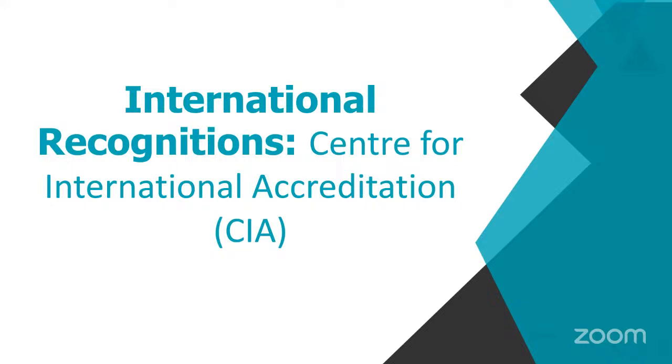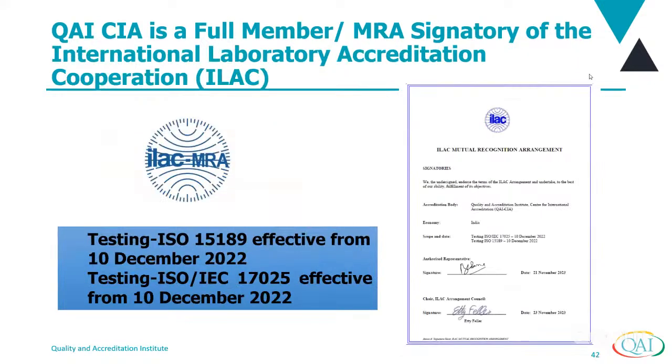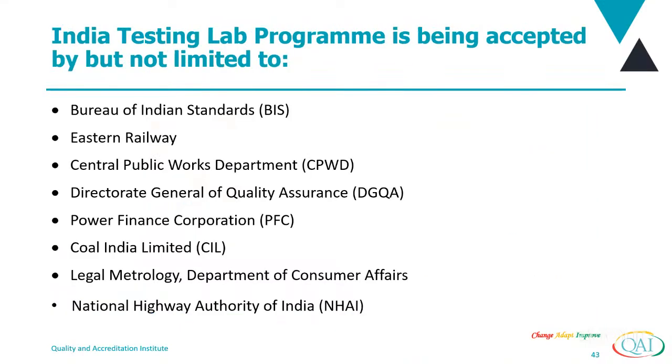The international recognitions are for Center for International Accreditation, that is the vertical, which is CIA. CIA is a full member MRA signatory of Asia Pacific Accreditation Corporation, that is APAC. QAI is also the signatory for International Laboratory Accreditation Corporation, that is ILAC. The testing labs of India are also accepted by the following government bodies.